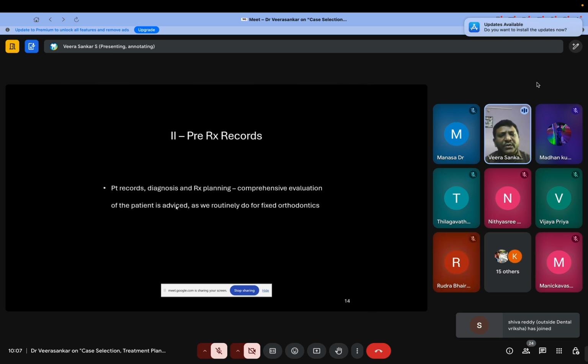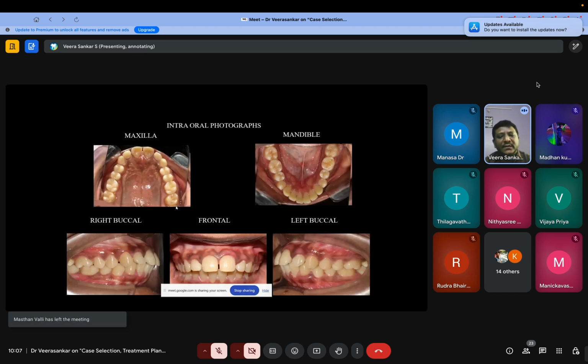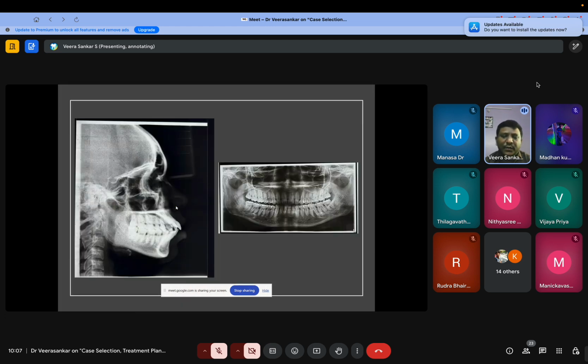Like in comprehensive orthodontic treatment, the complete evaluation of the patient is advised, as we do in the fixed appliance case, which involves pre-treatment photographs of frontal, profile and the oblique views, and 5 sets of intraoral photographs, followed up with the lateral cephalogram. So we have to analyze the records properly, arrive at a proper diagnosis, followed up with a proper treatment plan.